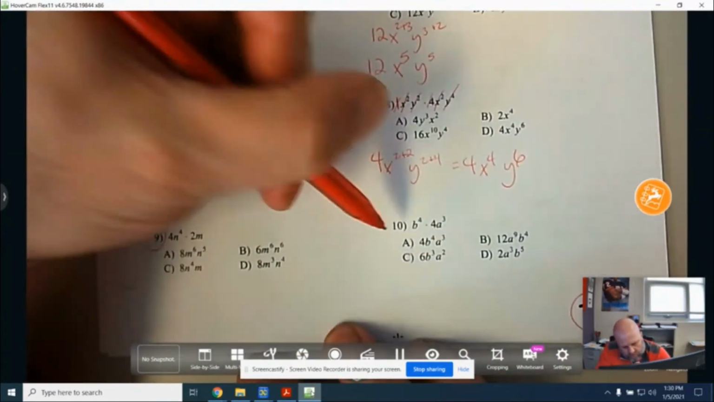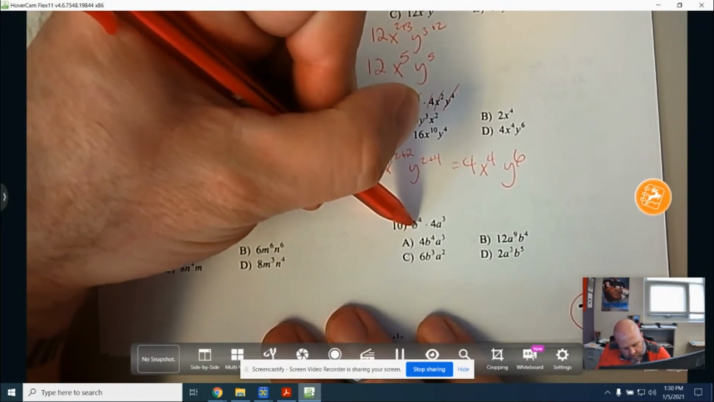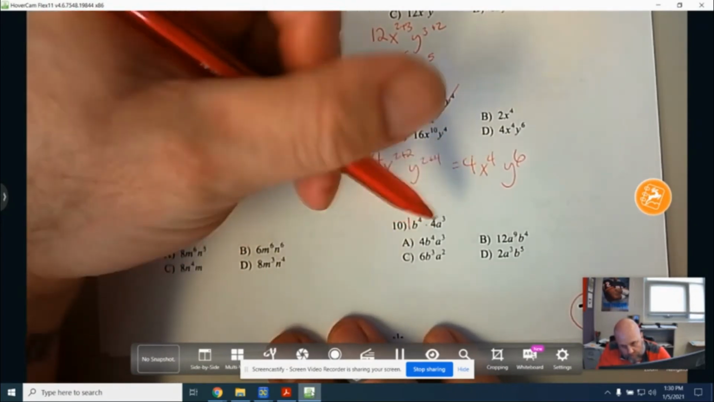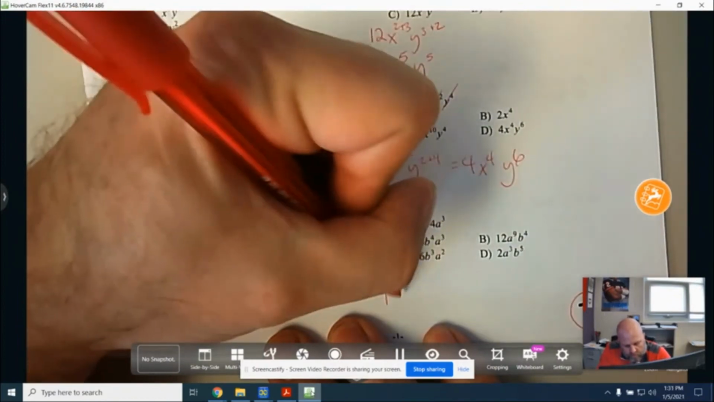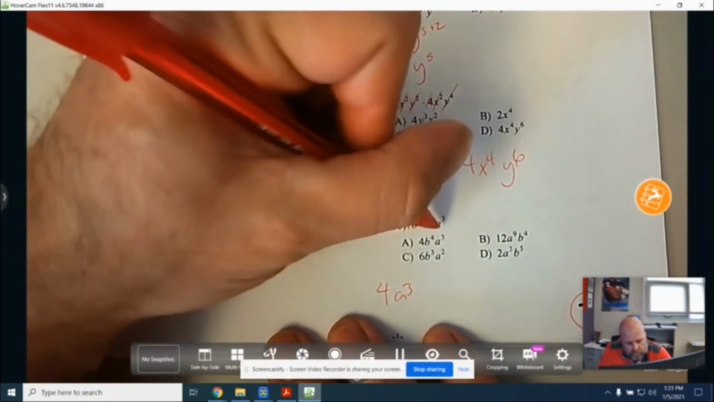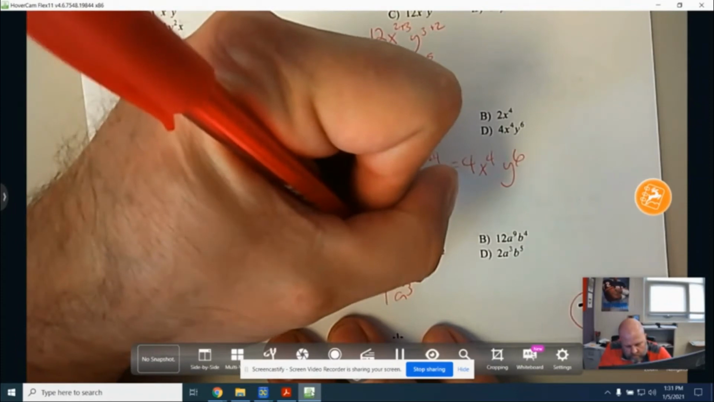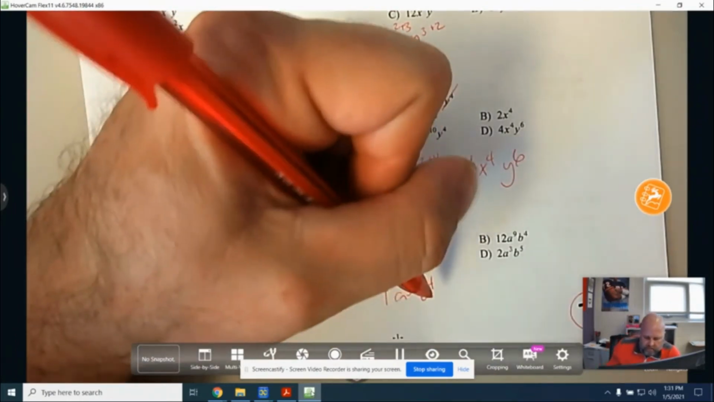Okay, number 10. So start off with coefficients. You don't see 1 here, that's really a 1, so 1 times 4 gives you 4. And then we have a cubed. There's no other a's. And then we got b to the 4th.